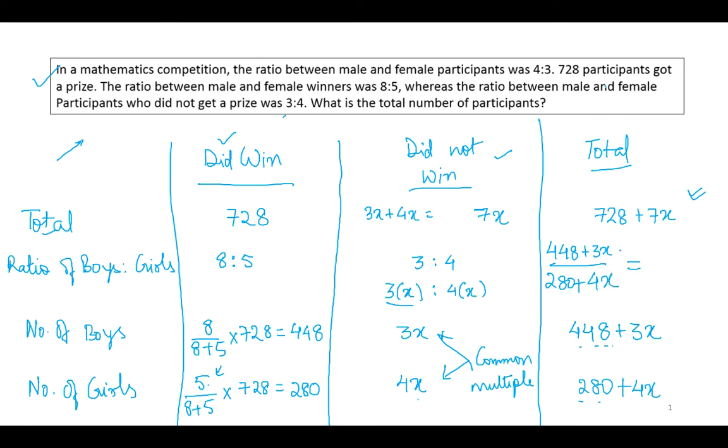Luckily, this is the information that has been given to us. We know the ratio of the total number of participants between males and females is 4:3. And as you can see, there is just one variable in this equation. I can actually find the value of x. If I can find the value of x, I can clearly substitute it here to get the total number of participants. So let's do that.